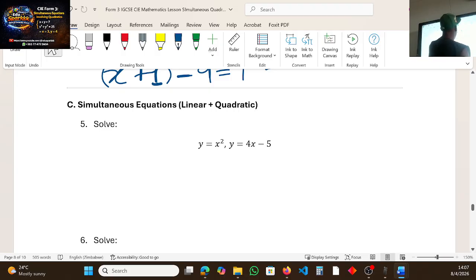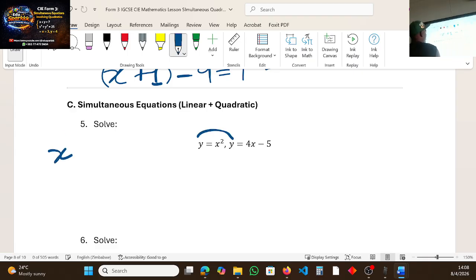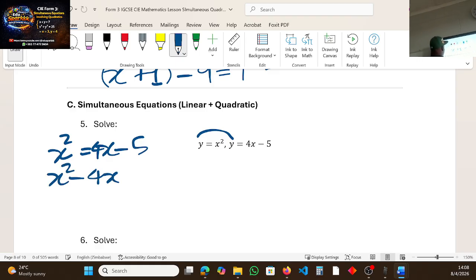Then simultaneous equations, where we've got a linear plus a quadratic, we are required to solve. Here they do not specify whether it's graphical or algebraic. Let me try algebraically, because here we are saying these two parts are equal. So I'm allowed to say x squared is equal to 4x minus 5. When I put my equation in standard form, I'll transpose everything to the left side of the equal sign, so it will come like that.